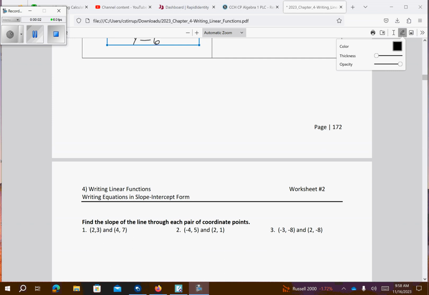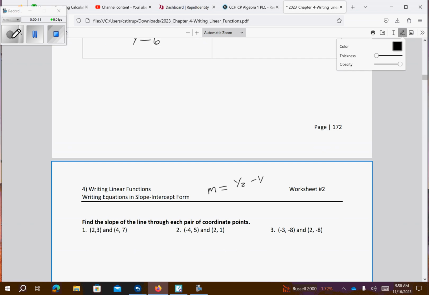Hi, Algebra 1. This is WLF number 2. We want to find the slope. So remember our slope equation is y2 minus y1 over x2 minus x1. So label this x1, y1, x2, y2. Plug them in. So y2 is 7 minus y1, which is 3, over 4 minus 2. That's going to give me 4 over 2, which reduces to 2 over 1.